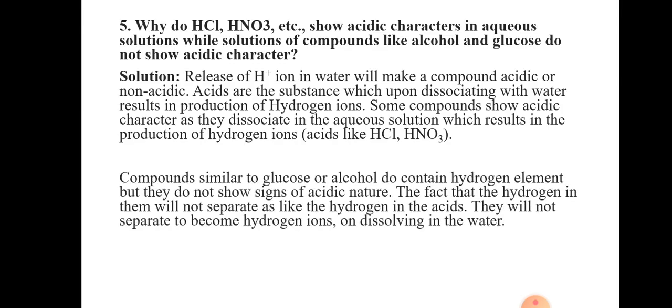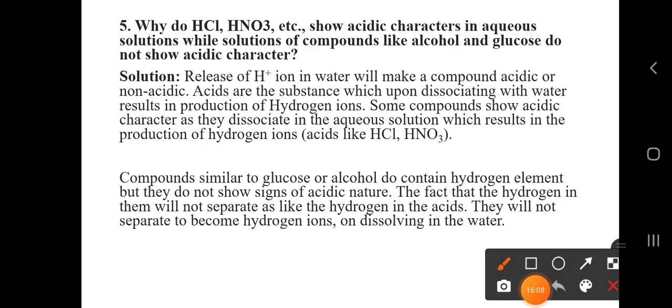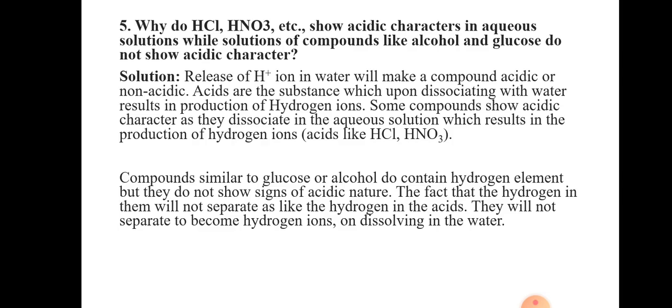Compounds similar to glucose or alcohol do contain hydrogen, but they do not show signs of acidic nature. They have hydrogen atoms, but they do not release them as hydrogen ions. The hydrogen in them will not separate the way hydrogen in acids does to become a hydrogen ion. So they will not release their hydrogen ions on dissolving in water. That is why HCl and HNO3 show the properties of acids.